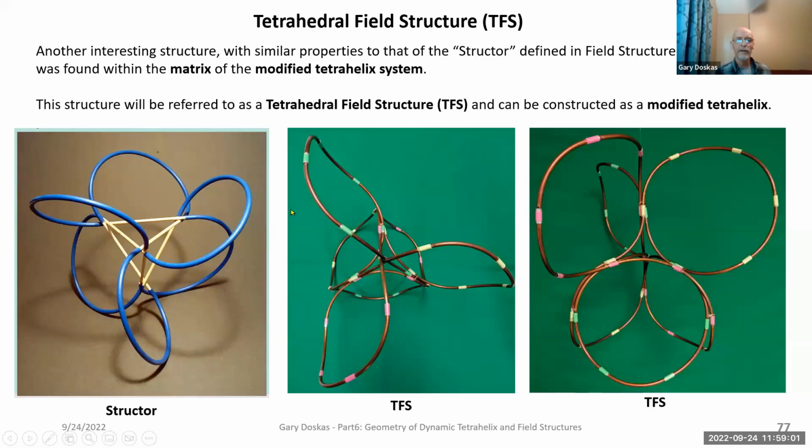And in this final section, getting towards the end, there's another interesting structure with similar properties that has been defined in field structure theory. And this was found within the matrix of the modified tetrahelix system. This structure is referred to as the tetrahedral field structure, or TFS, and can be constructed as a modified tetrahelix. So you've got the structure on the left here and two different perspective views of the TFS.